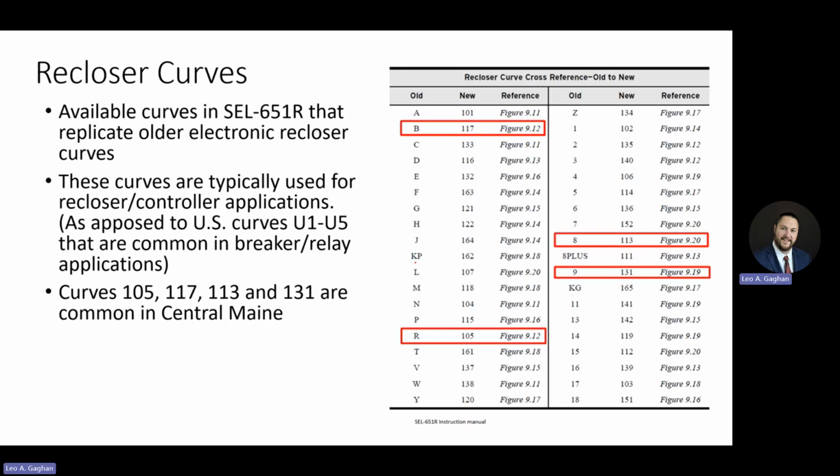Yeah. So some recloser curves. We've been talking a lot so far about some of the more typical relaying curves, which by relaying curves I mean U3, U4, U2, very very common. 651Rs can actually replicate some of the older electronic recloser curves, which we can see here. They've got old designations and new designations, but they're the same curve essentially.